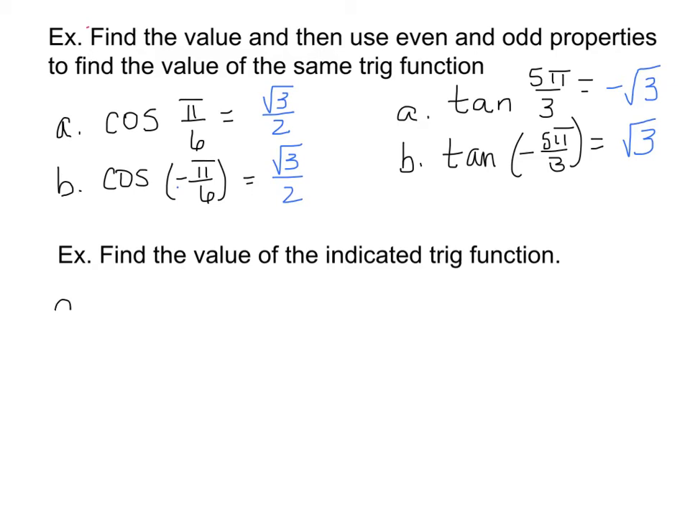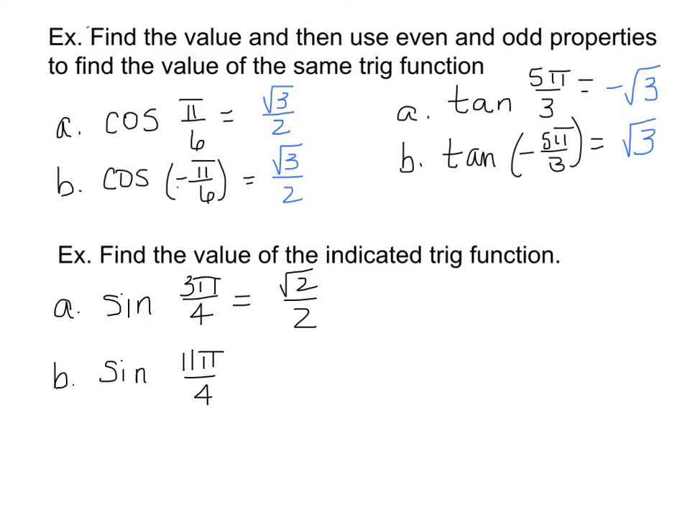So if they ask for something like sine of 3 pi over 4, which is on our unit circle, and if you use your unit circle, that would be the square root of 2 over 2. But then if they go back and ask you for sine of 11 pi over 4, which is not on the circle, remember, you have to add or subtract 2 pi, because it's in radians, until you get an angle that is on our unit circle. And sometimes remember you have to do it more than once.